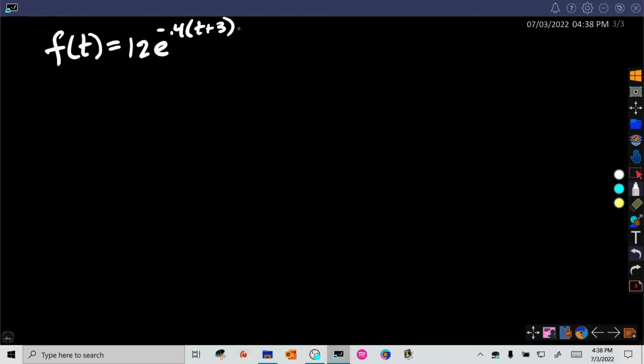So before we do anything here, I actually want to show you something that's kind of important. And that is that specifically when you're dealing with present value and future value, you have to introduce another e. And so this is kind of a funky looking function. And so I'm just going to change it a little bit. Just multiply that minus 0.4 out. So it's going to be a minus 0.4 t. And then you're going to have a minus 0.4 times a 3. So that's going to be a minus 1.2.